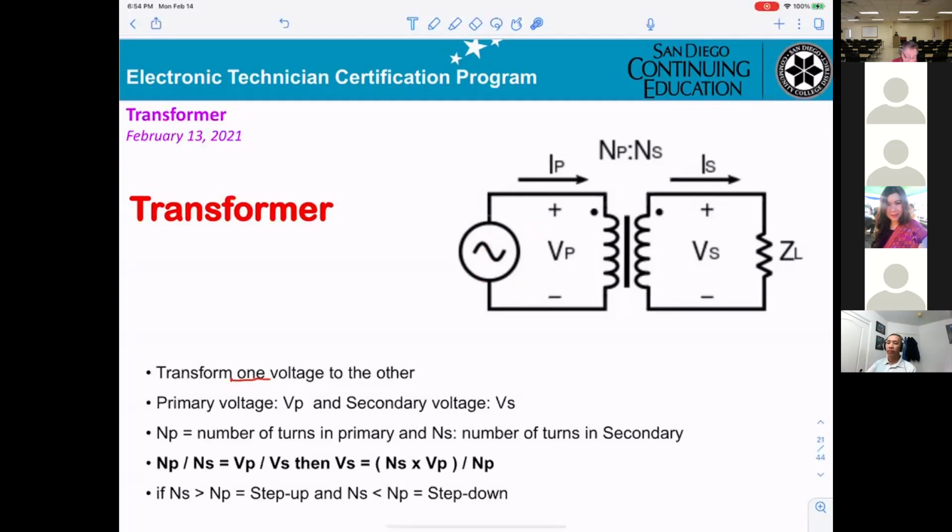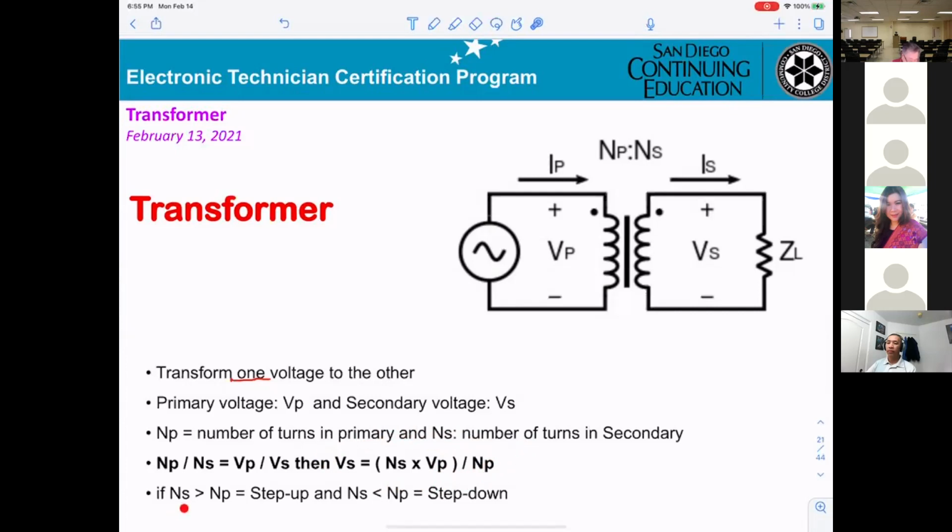The first one here, they call the primary, VP. And the secondary voltage, that will be VS. Okay, and also you can get NP and NS. That means the winding for the first part here and the winding for the second one. NP is the number of turns in primary and NS is the number of turns in secondary. And you get the formula NP over NS equal VP over VS. So you can calculate the secondary voltage: VS equal NS times VP, divided by NP.